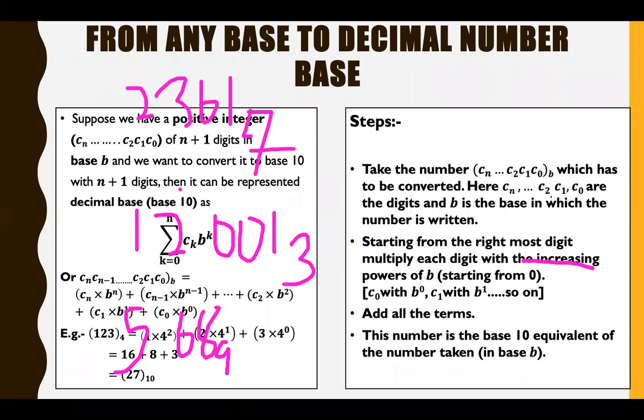Could anyone solve? How are you approaching? Sir, I solved the first one. Okay, what did you do? Sir, it is given 2361 in base 7. So it becomes 1 into 7 to the power 0 plus 6 into 7 to the power 1 plus the rest. And what's the final answer? Sir, 876 in base 10. Yes, correct.